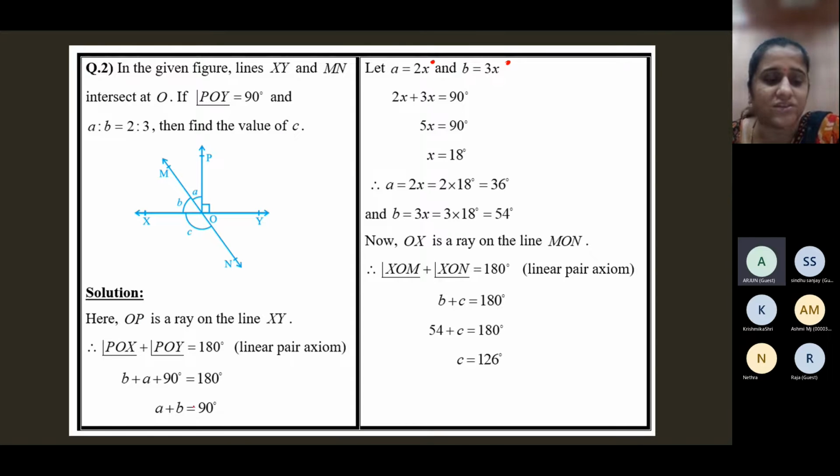Now we are continuing with this. We know that A plus B is 90. A plus B is 90.